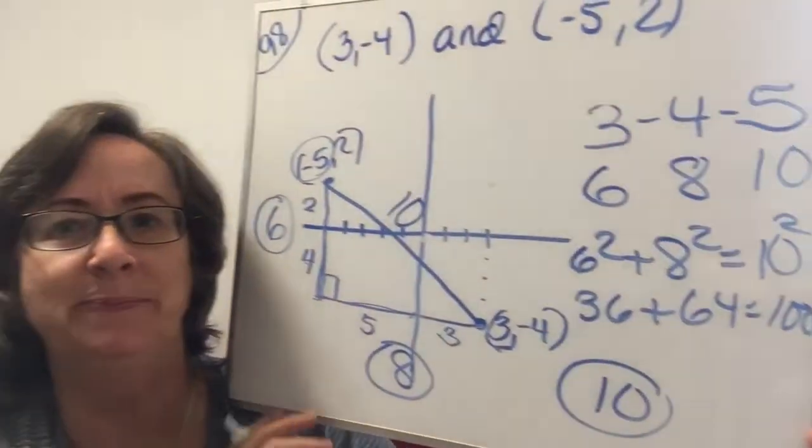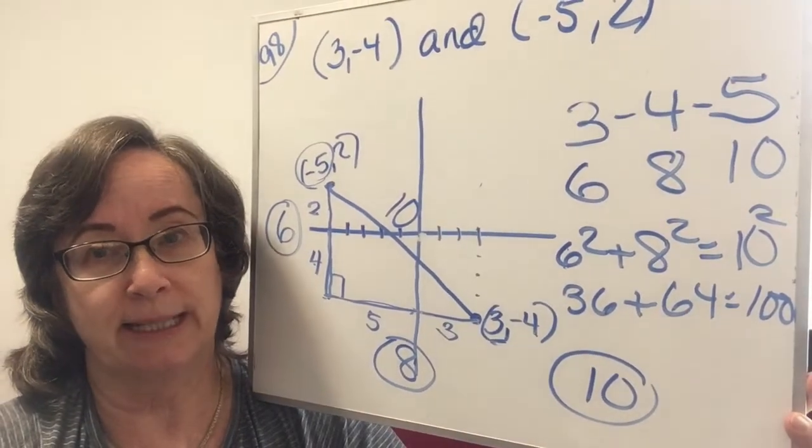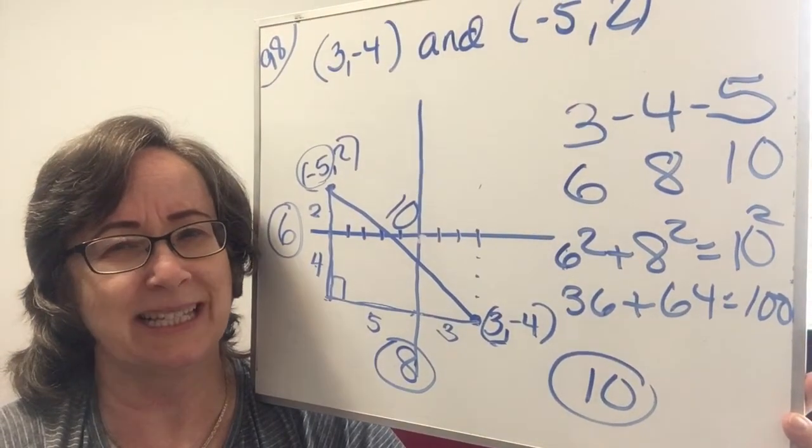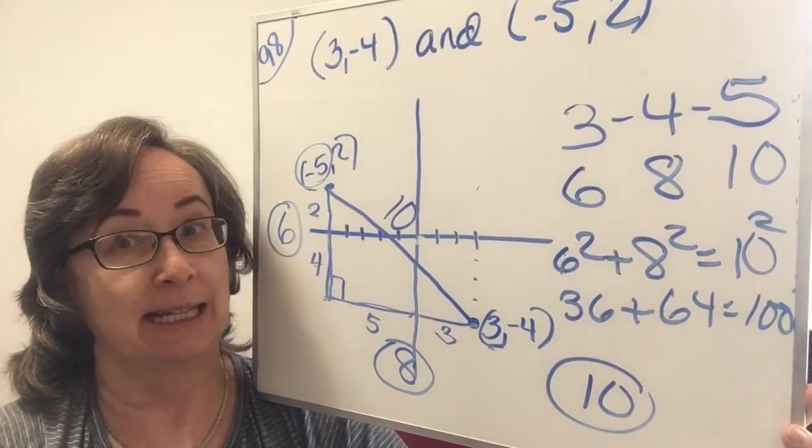Now, suppose that we were in a situation where it wasn't such nice small numbers like 6, 8, and 10.